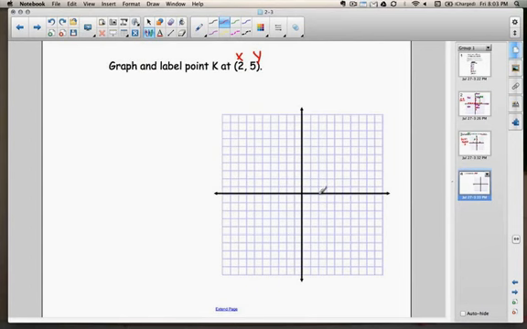And then I'm going to keep my pencil right there, and I'm going to do the y-coordinate, which is 5, and that it's positive 5, so that means I'm going to go up. I'm going to go up 1, 2, 3, 4, 5. And I'm going to put a dot right there. I'm going to label that point K because they told us that's the letter for that. So remember, you start with the x-coordinate first on the x-axis, and then you do the y-coordinate, which goes up and down second.